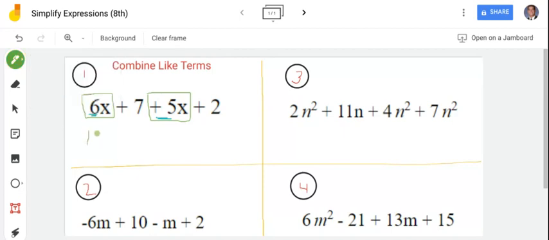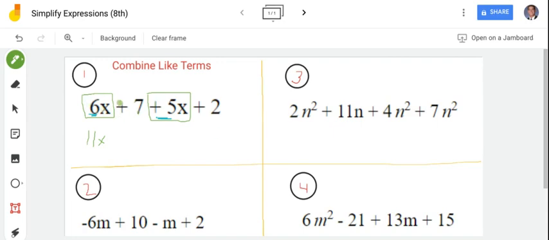And I'm going to keep the variable. The variable is x. That's what I keep. And I keep the exponent. So the exponent's 1. I could write 11x to the first power, or I could simply just say, hey, I know it's there, it's just invisible. So 6x plus 5x is 11x. Now I need to add my constants. These are called constants. 7 and 2 are constants because they have no variable.